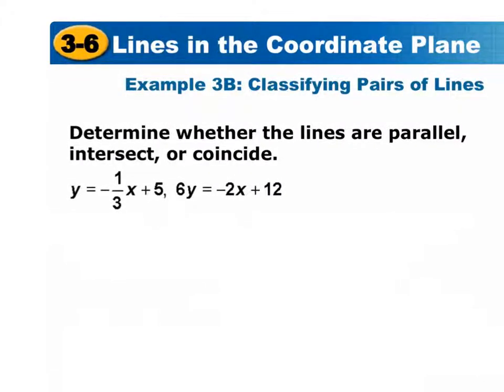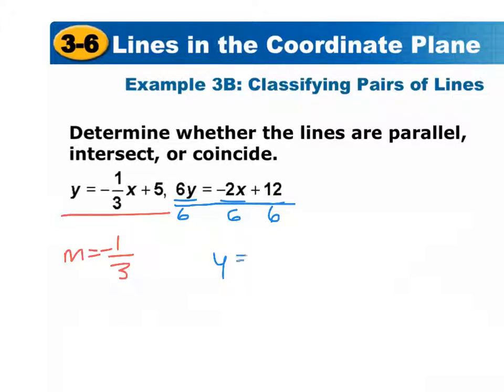Determine whether the lines are parallel, intersect, or coincide. What is the slope of the first line? -1/3. What's the slope of the second line? What do we need to do to the second line? Get rid of the 6. So we need to put it into slope-intercept form. How do we get rid of the 6, Ton? We divide it. So divide everything by 6.